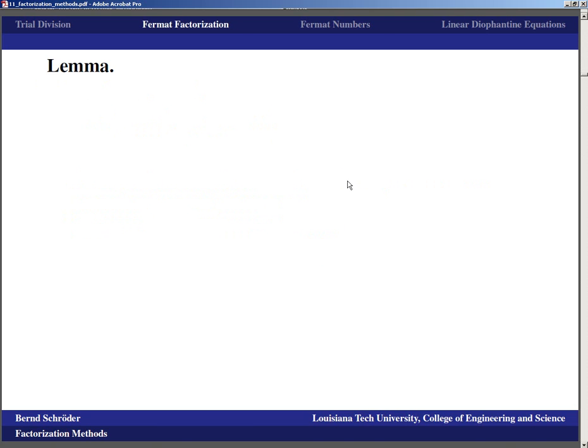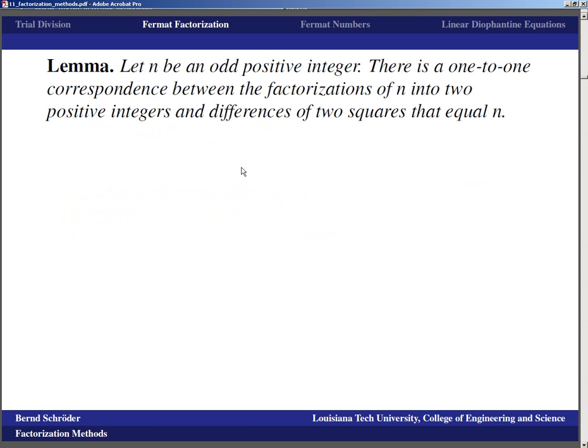Okay, so how can we guess the factors in a more structured fashion? That's what we talk about Fermat for factorization. Basically, if you've got an odd positive integer, and we really are only worried about odd numbers, right, because even numbers are composite by default. For those numbers, there is a one-to-one correspondence between the factorization of n into two positive integers and the differences of two squares that equal n, and that goes like this.